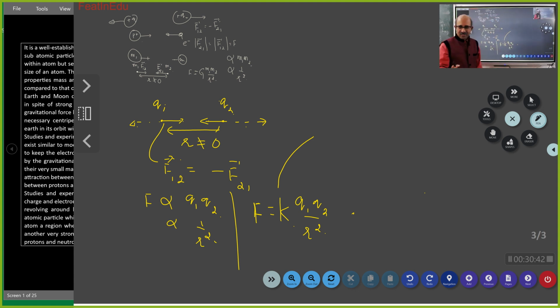Because I just told you it's a constant at this stage, but this constant will depend upon the medium. If these 2 point charges are separated by water, then this force will be different. If there is wood in between, it will be different. If there is iron in between, it will be different. But gravitational force is independent of the medium. Got it?